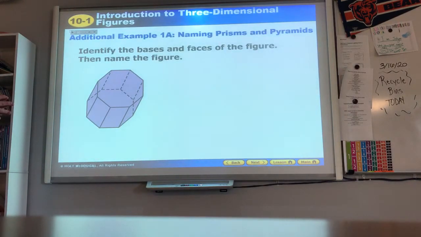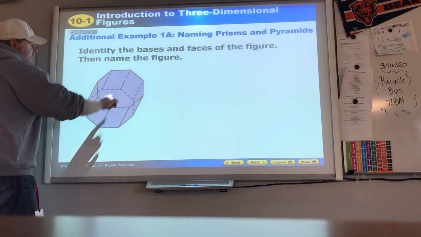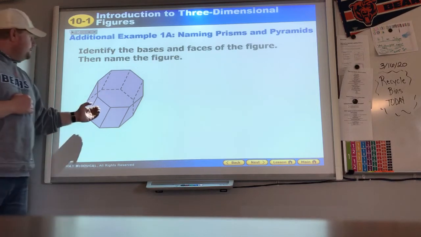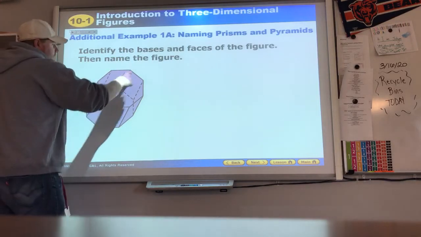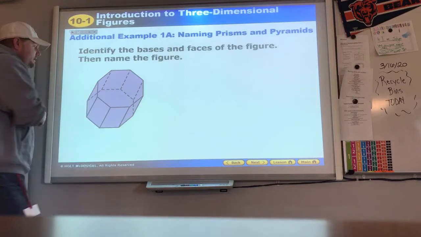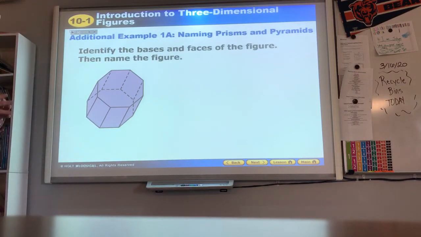Identify the bases and the faces of the figure, then name the figure. So some of these are hard to see, but I see a base that is a hexagon, and I see a base that is a hexagon. Two that are exactly the same, connected by a bunch of different figures. So those two hexagons would be the bases. And then 1, 2, 3, 4, 5, 6, 7, 8. Those 8 rectangles, I guess this is an octagon, I didn't look very close, would be the faces.